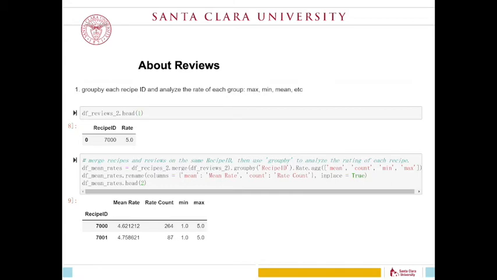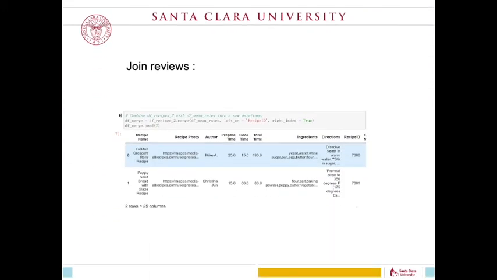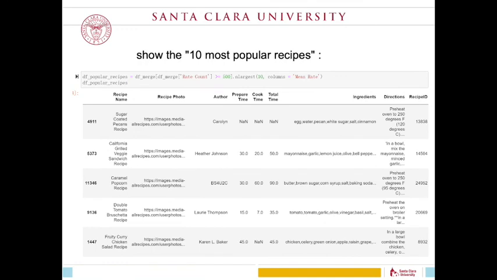We also consider the impact of the number of comments. If the number of comments is very few, it's not convincing to hold a data force. Shown here is that we use merge to get the information of the 2 data frames. Shown here are the 10 most popular recipes.